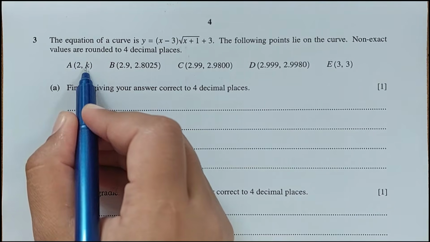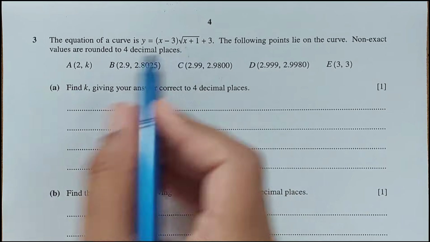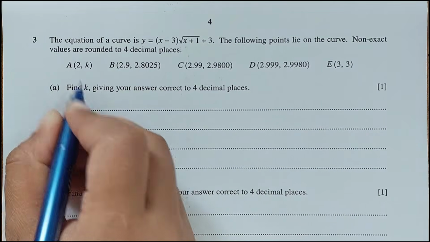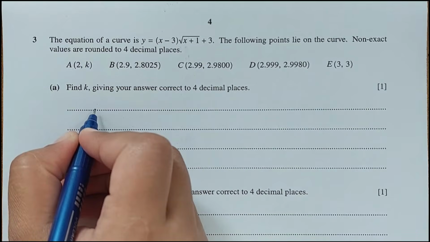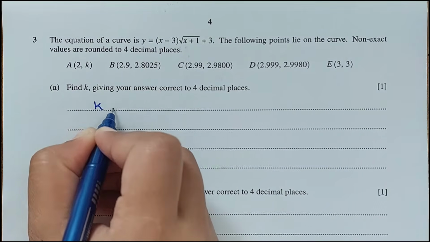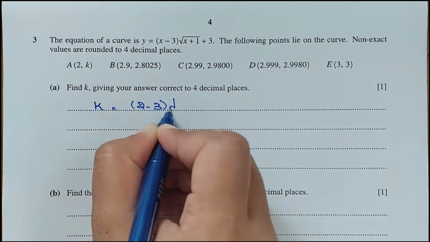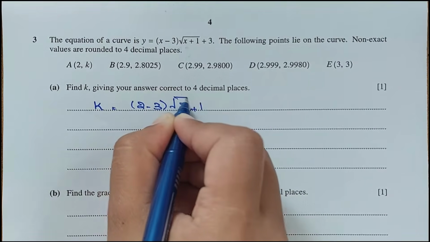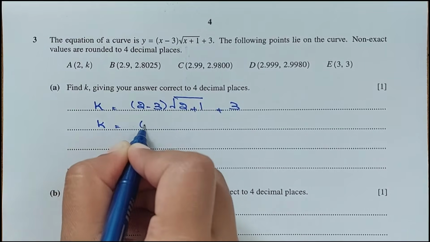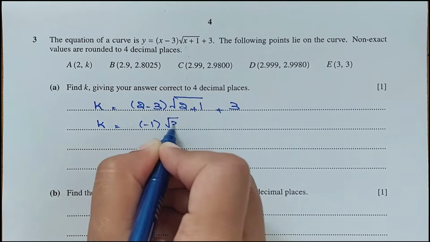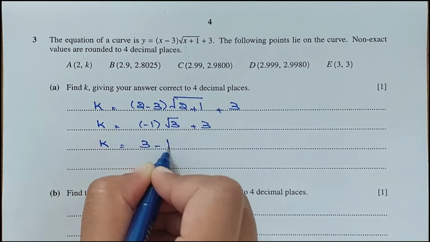Since the point A lies on the curve, it satisfies the curve equation. So now we substitute the point A. The y value is k. So k equals 2 minus 3 square root of 2 plus 1 plus 3. So k equals 2 minus 3, which is minus 1, square root of 3 plus 3. So k equals 3 minus square root of 3.